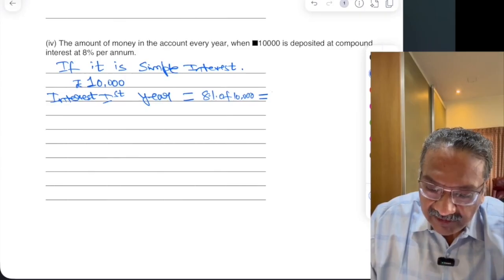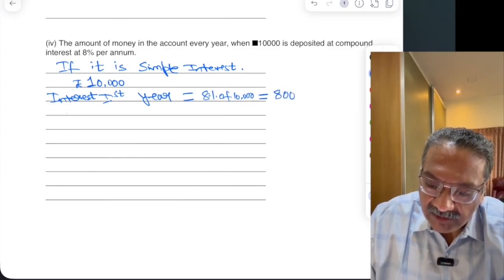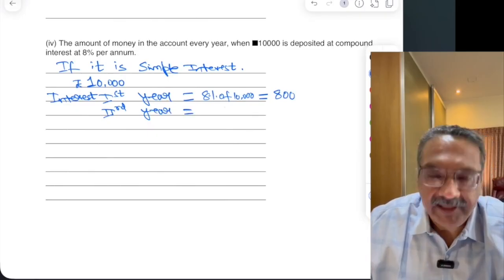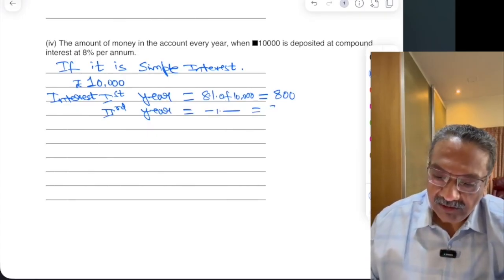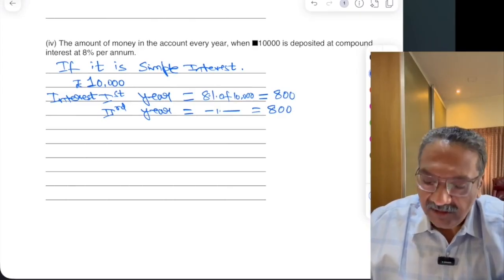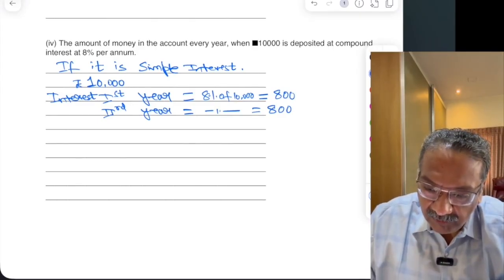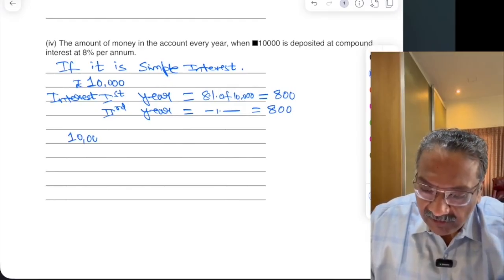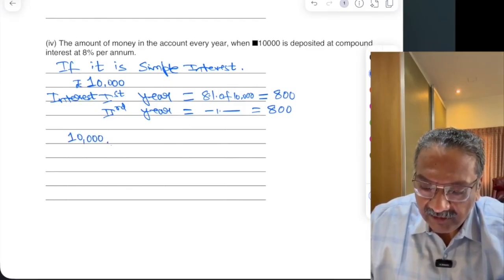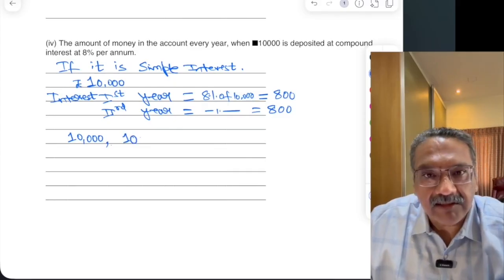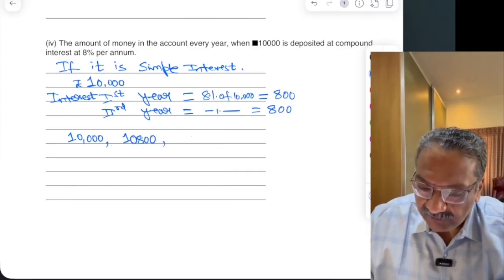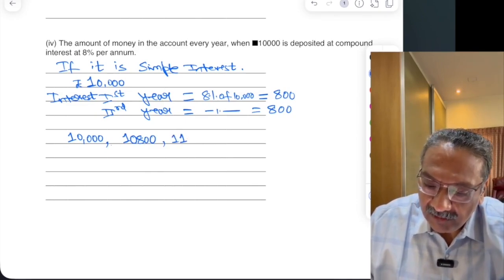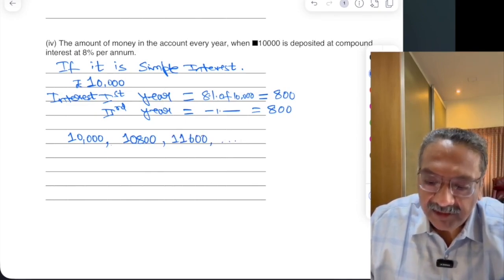Similarly, interest for second year, every year if you do it as simple interest they give the same amount, which happens to be 800 only. So the amount in the account, initially the amount will be 10,000, after 1 year it rises to 10,800, then third year, 10,800 plus 800 rupees, which happens to be 11,600 and so on. This I am talking of simple interest.